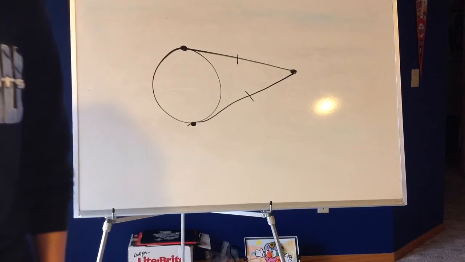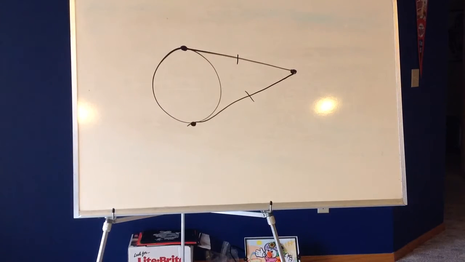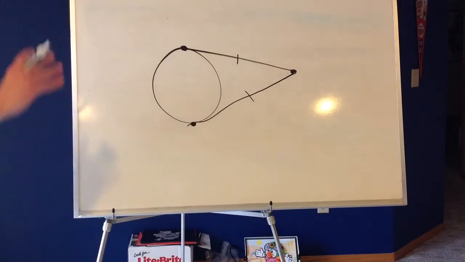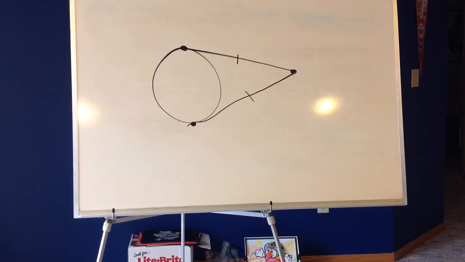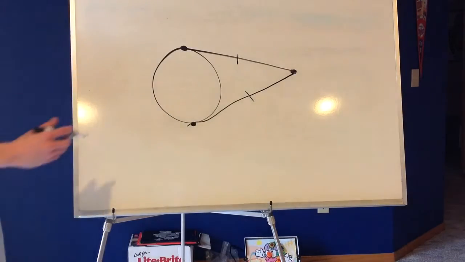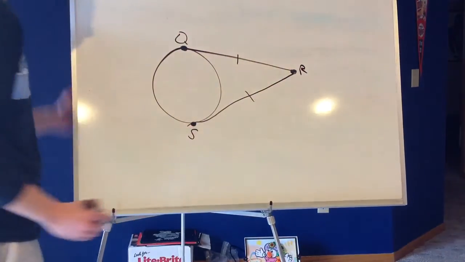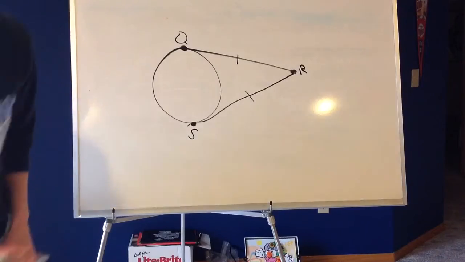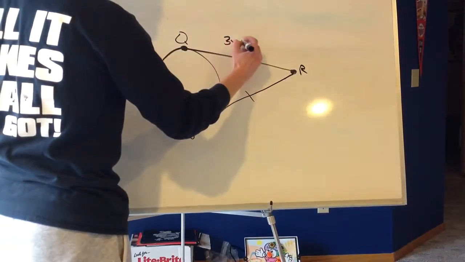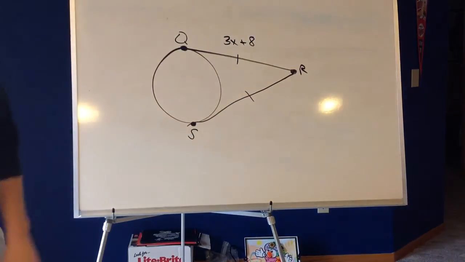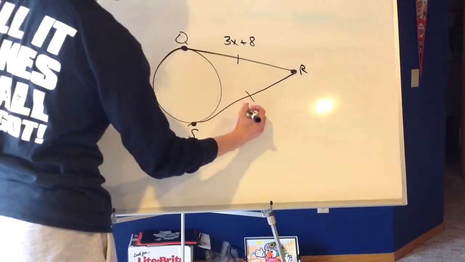It asks you to find the value of x. Assume that segments that appear to be tangent are tangent. So for this one, I know I have mine flipped around here, but I'm just going to go ahead and use this picture. Okay, they've got Q, R, and S. They give you that QR is 3x plus 8, and they tell you that SR is 26.